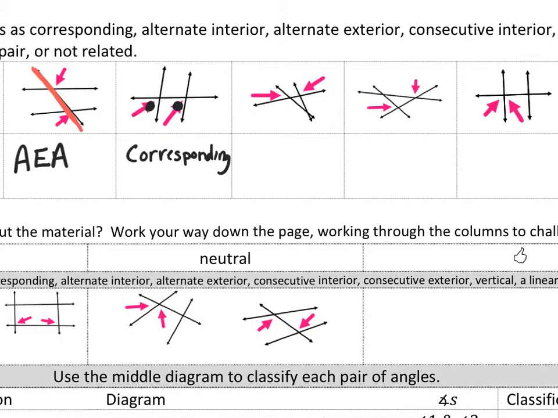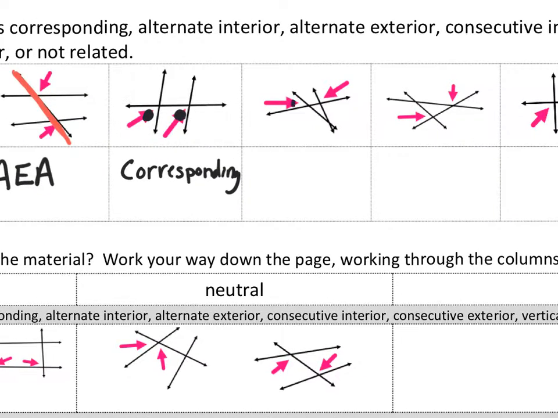If we look at this next picture, these two angles, they're on the outside of these two lines. Okay, my red lines, they're on the outside. They're also on the same side of our blue transversal. And so we would call those consecutive exterior angles. We're going to abbreviate that as CEA.